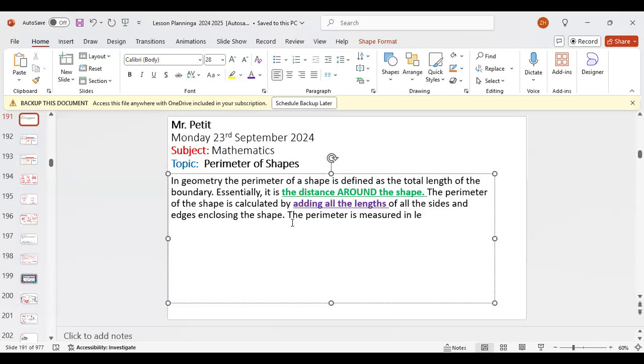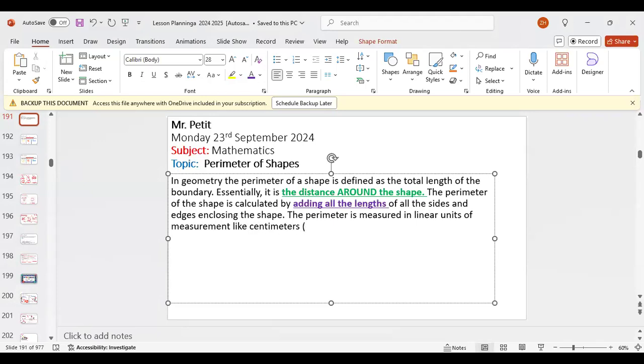in linear units of measurement. So when we say linear units of measurement, we mean it's one dimensional, right? So for example, we would say centimeters, or give me another thing that we use to measure perimeter. Centimeters, what else? Millimeters, yeah.